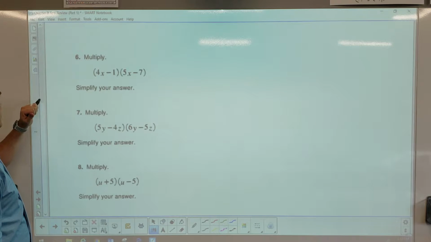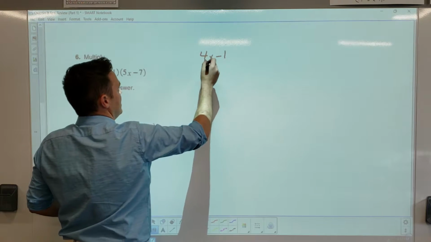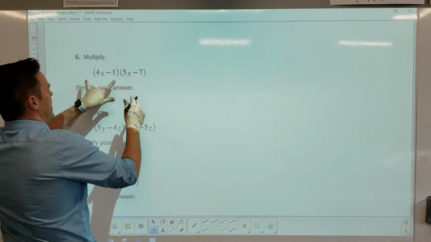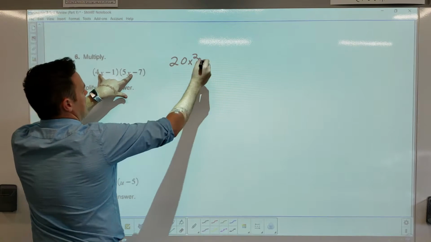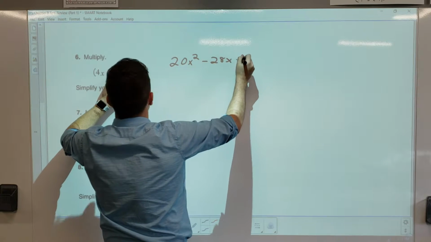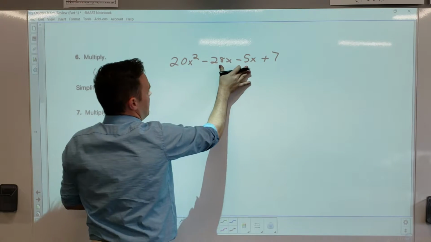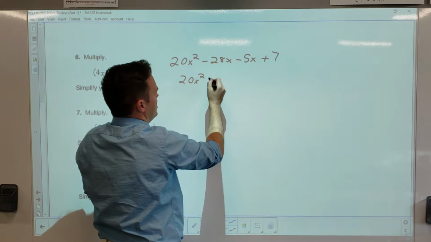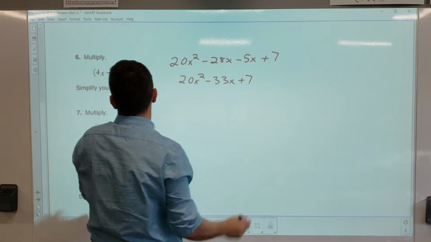All right, on these, ladies and gentlemen, same setup, okay? I'm going to do the box method just for speed purposes. Because I can do this in my head. All right, so this would be 20x squared, and then this would be -28x. Next term inside would be -5x and a +7. Combine these two here, 20x squared, that would be 33x +7, okay?